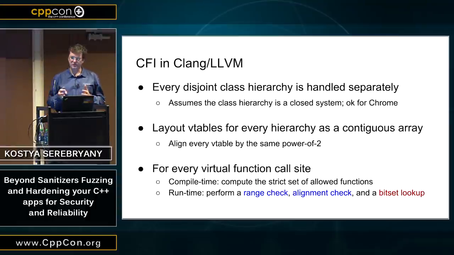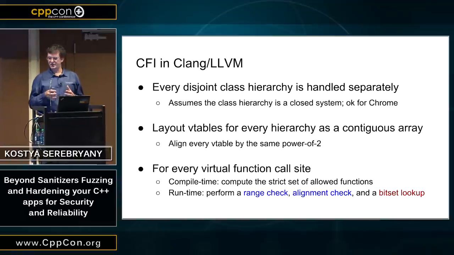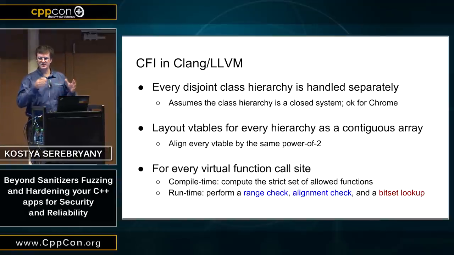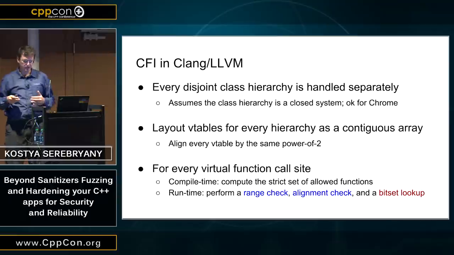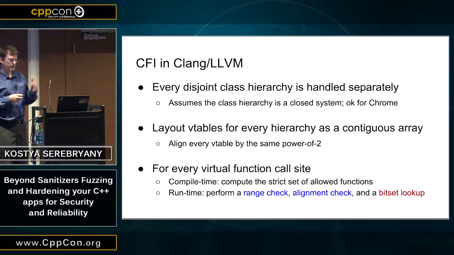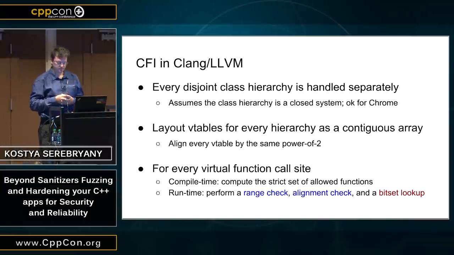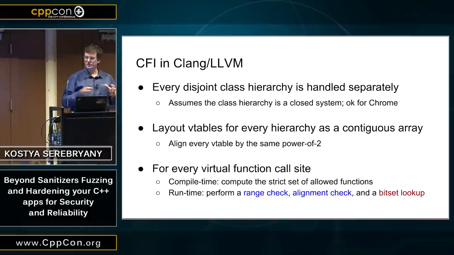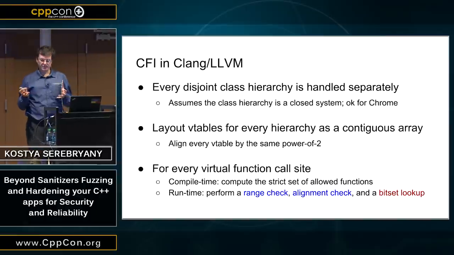We take V tables for every disjoint class hierarchy, and we lay out the V tables as a contiguous array. So all the V tables for a particular class hierarchy are located in one contiguous chunk of memory. And we also align every V table in that chunk by the same power of 2, so that when a virtual call happens, we can do a very simple check.